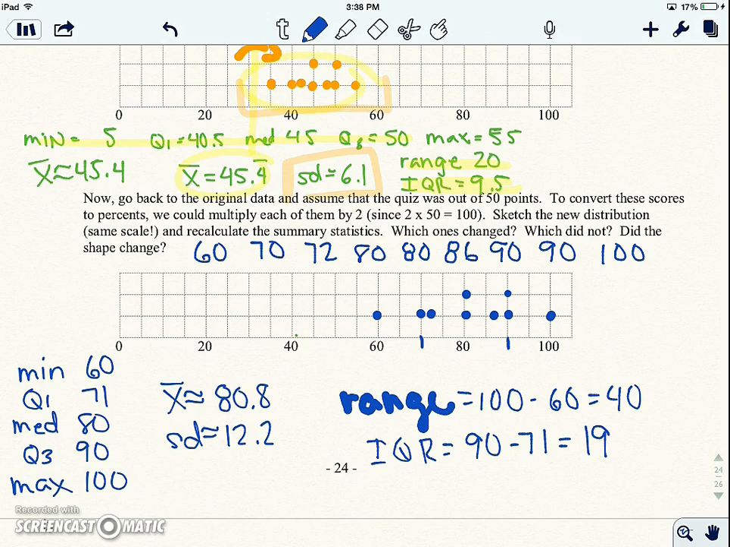The average is also twice as big. Okay, as well as the standard deviation. So the bottom line there is when you add and subtract, everything changes except for the measures of spread, standard deviation, range, and IQR. But if you multiply or divide every data point, everything changes.